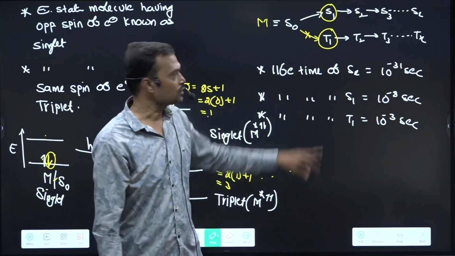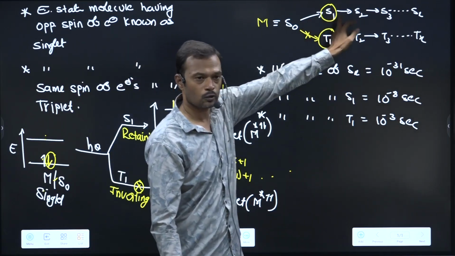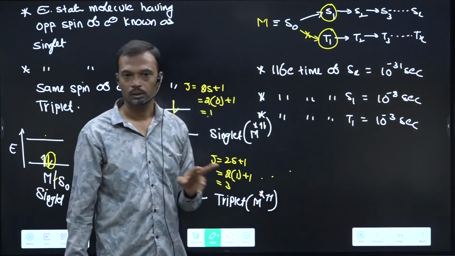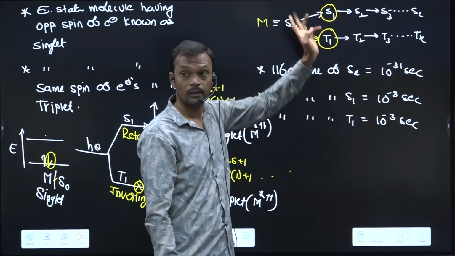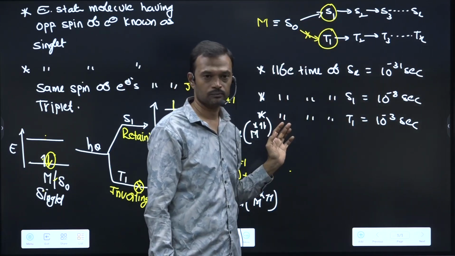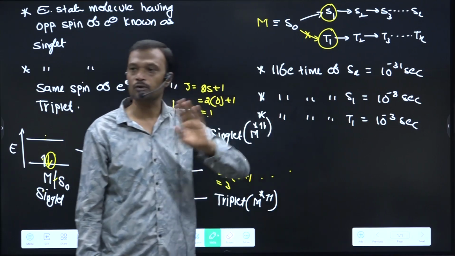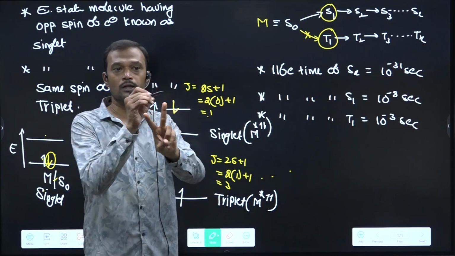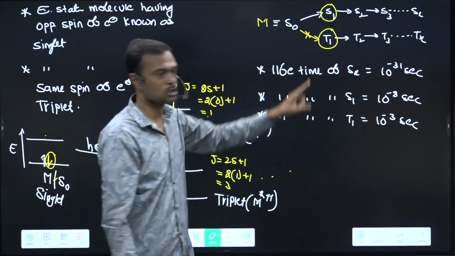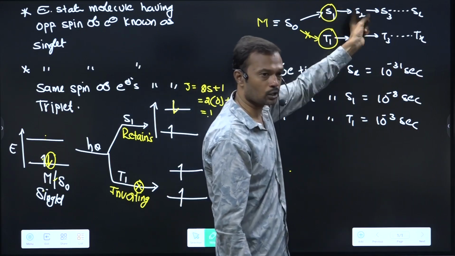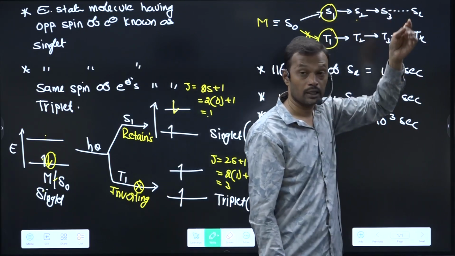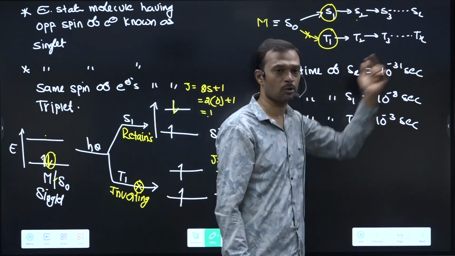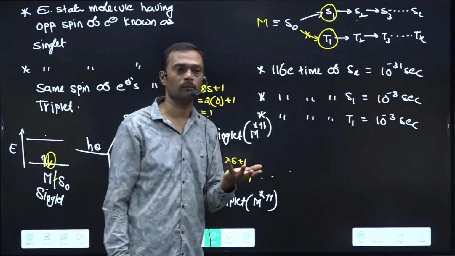Why? See, S0 is responsible for S1. S1 to S2, S3, S4 is possible. But is it possible to generate T1? No. So that's why singlet chemical reactions are different, triplet chemical reactions are different. Ground state reactions are different. That is thermal reaction. For the excited state, two kinds of reactions are there: excited singlet and excited triplet. For excited singlet, many reactions are possible. S1 reaction, different product. S2, different product. S3, different product. Every excited state has a different product. In the same way, every excited triplet also has a different product. Whichever state has a longer lifetime will give excellent yield.